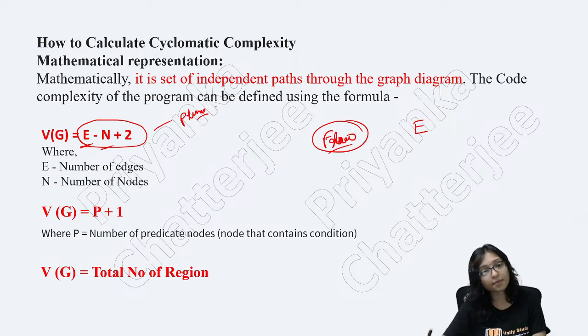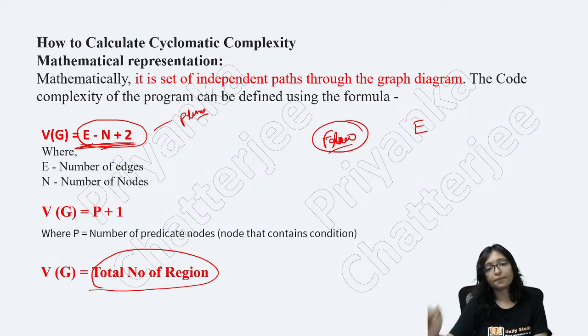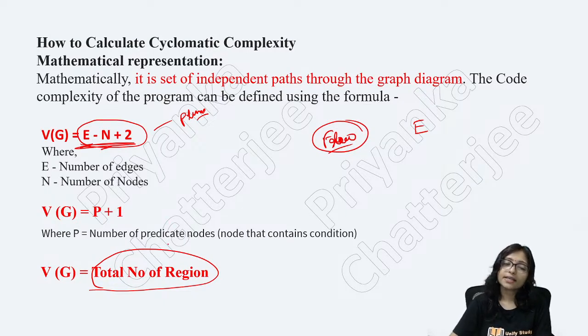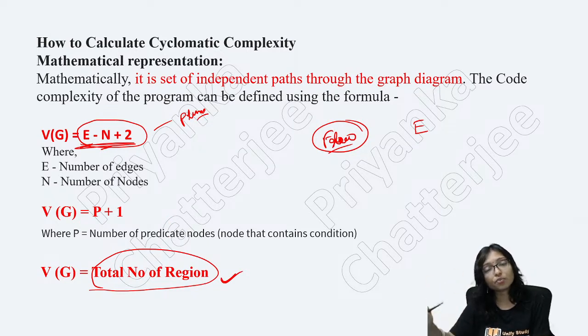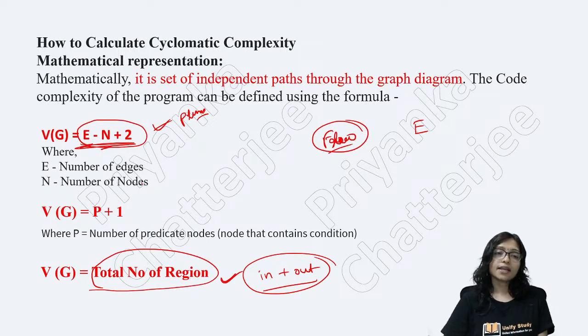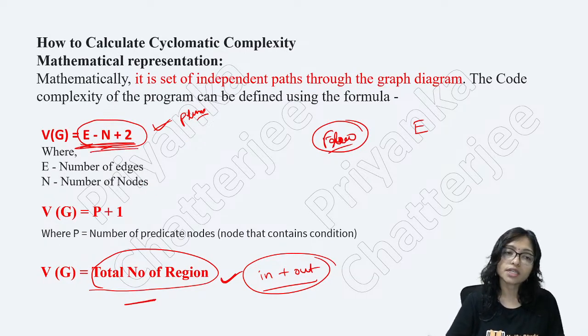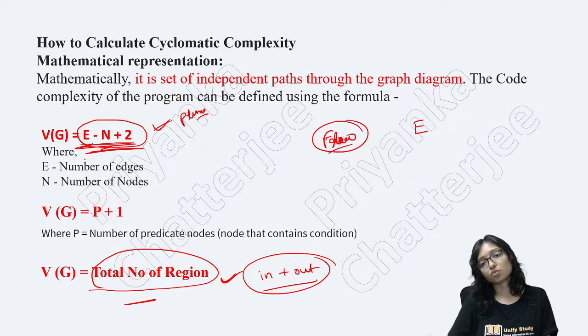This is the planar graph only, because we saw that number of regions, as per the planar graph, is E minus n plus 2. From there this concept came, because the cyclomatic complexity is always the number of regions. We did inner region plus outer region, both equal to E minus n plus 2. Either you can count the number of regions or you can count E minus n plus 2.